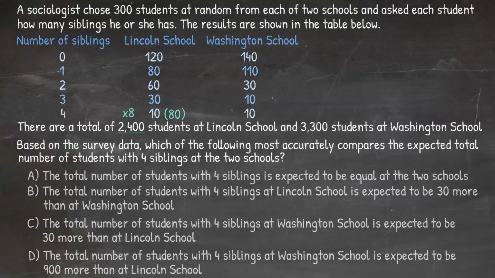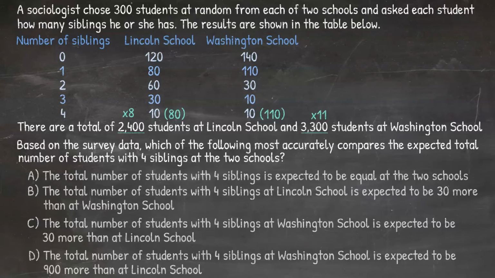There are 11 times more students at the Washington School than those that were surveyed at the school. So the result shows that 10 out of 300 are expected to have 4 siblings. Since 3,300 is 11 times that number, we can expect 11 times 10 to be the number of students with 4 siblings, or 110.